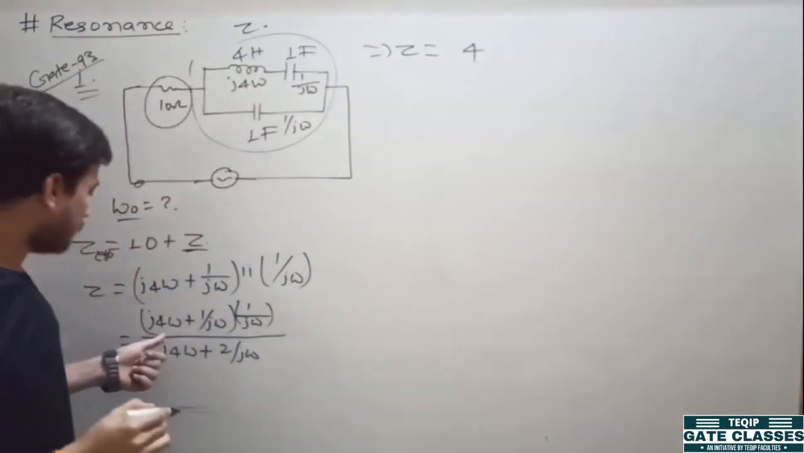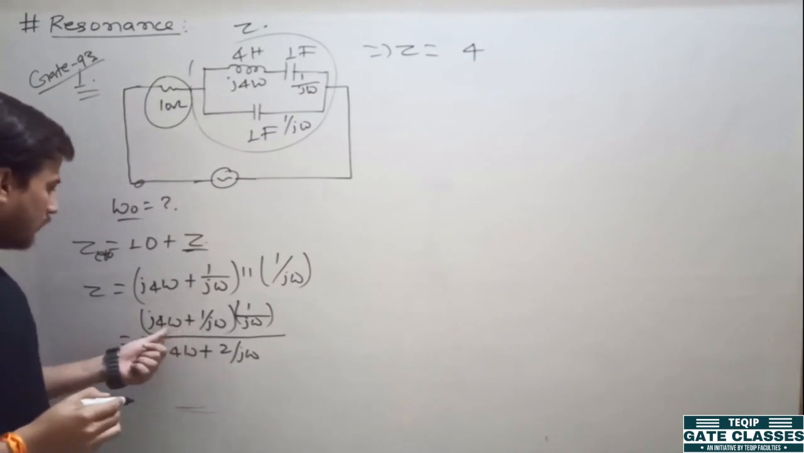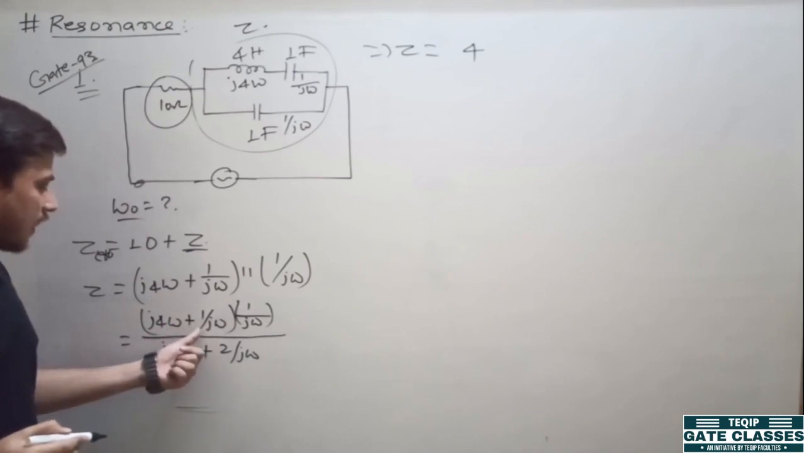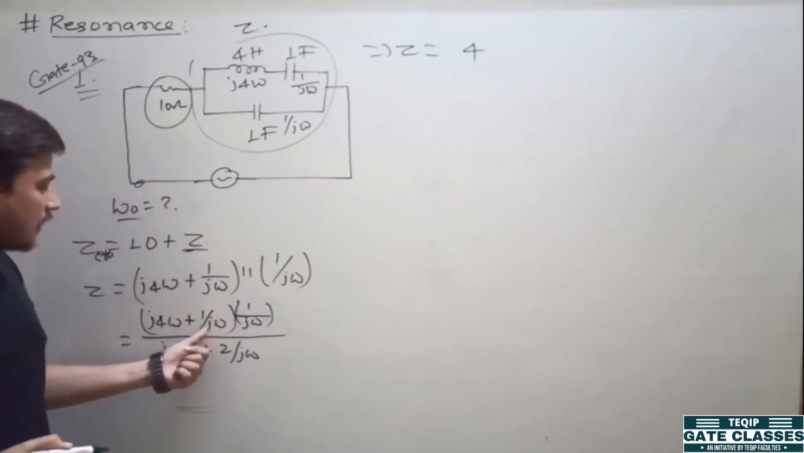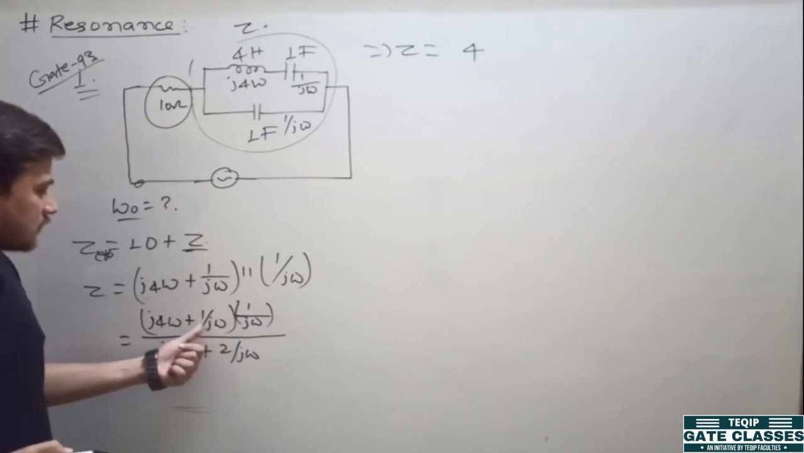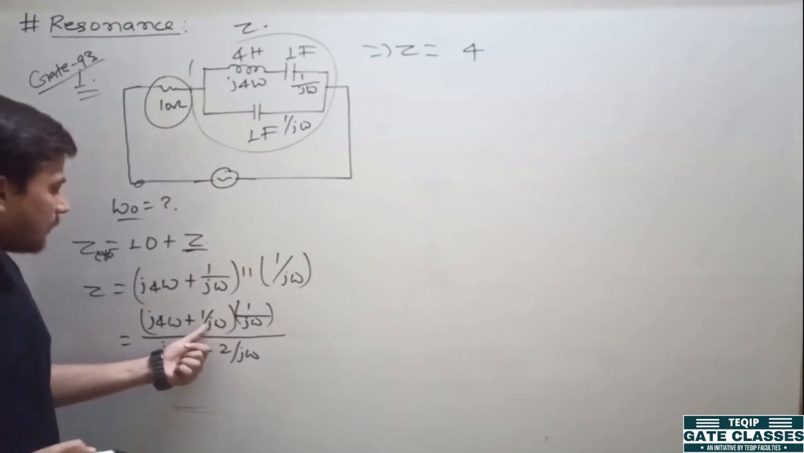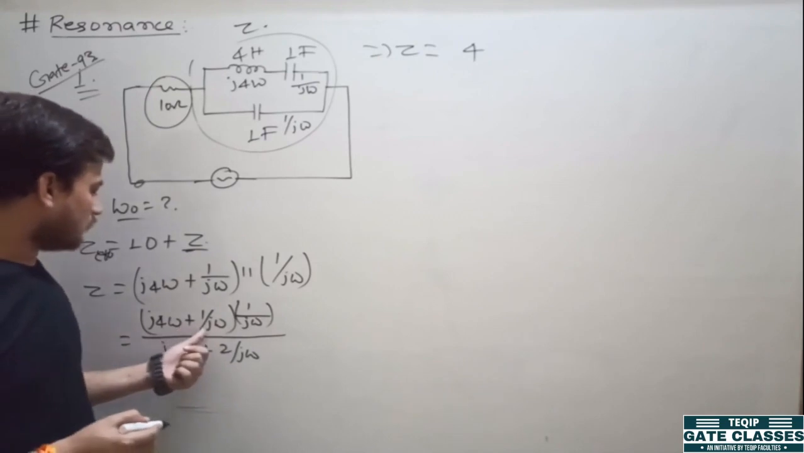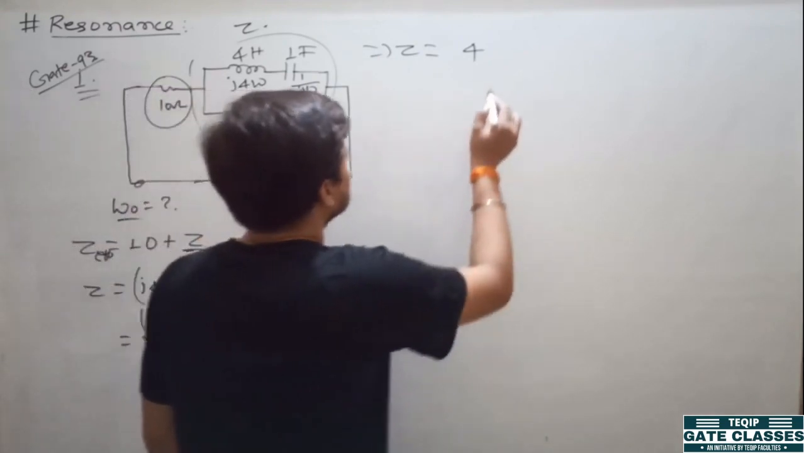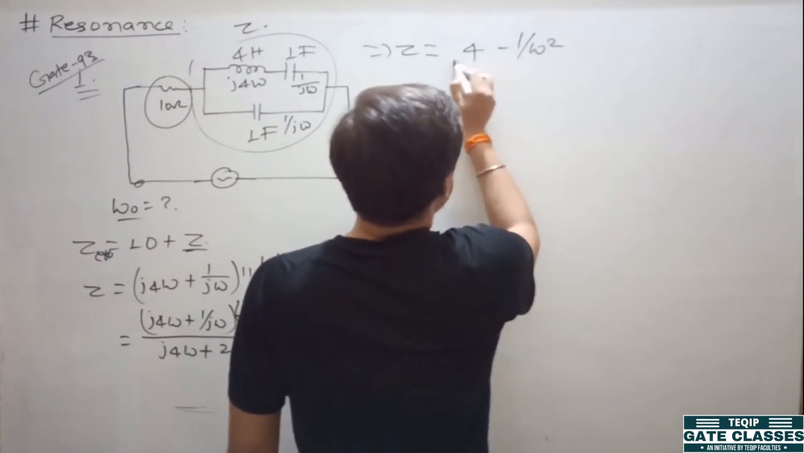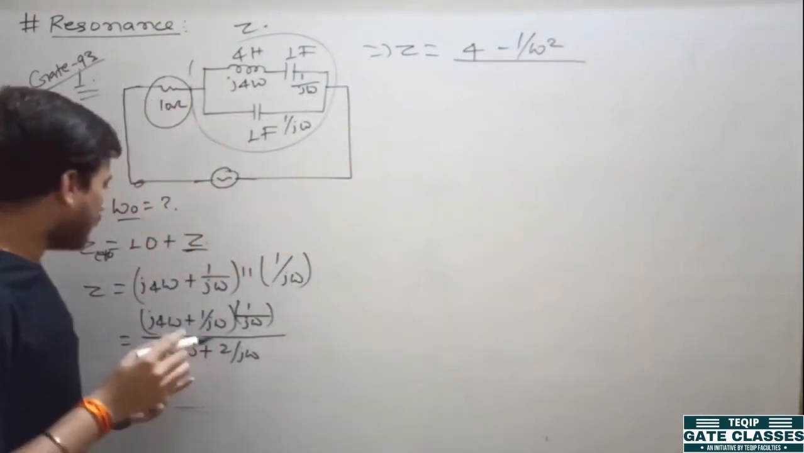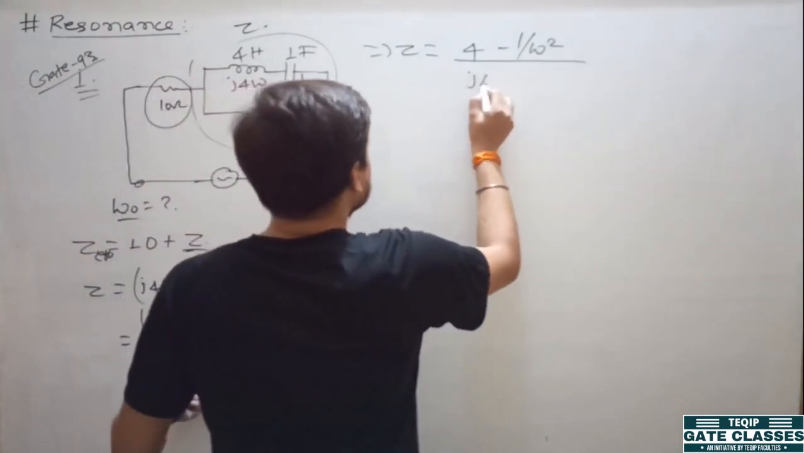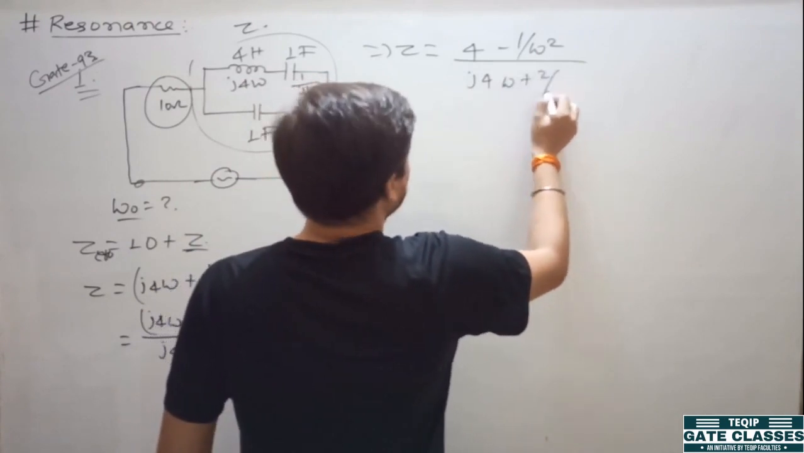you see, j omega will be cancelled out in the first term, and in the second term it will be 1 by j into 1 by j, that means minus 1. So here it will be minus 1 upon omega squared, divided by the terms in the denominator, j4 omega plus 2 upon j omega.